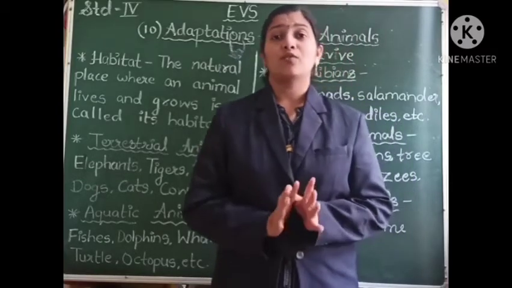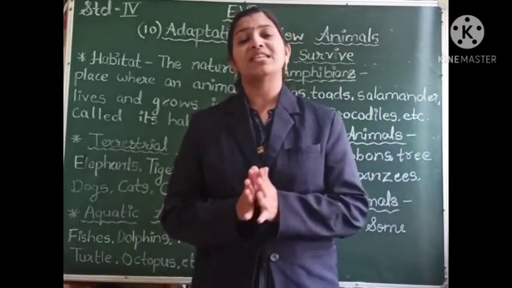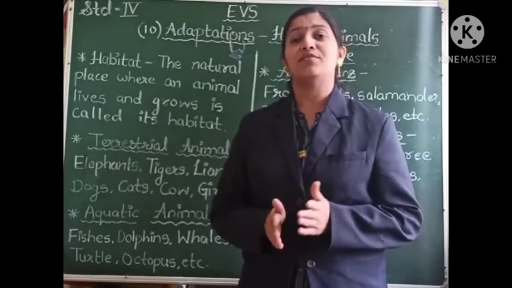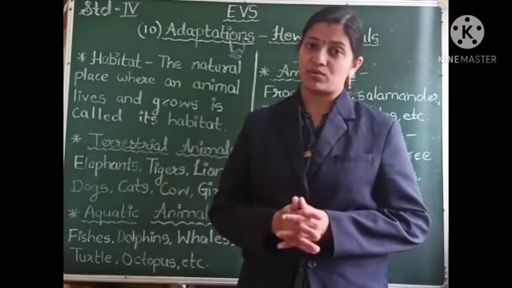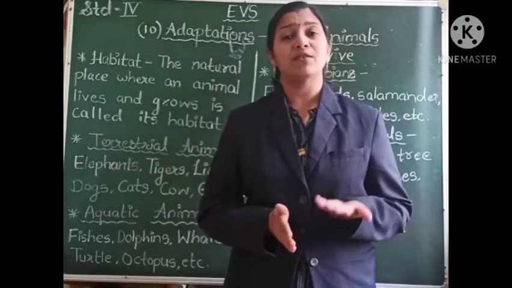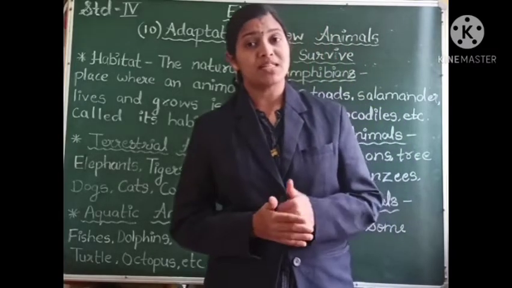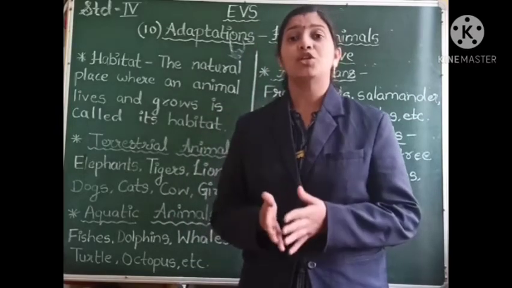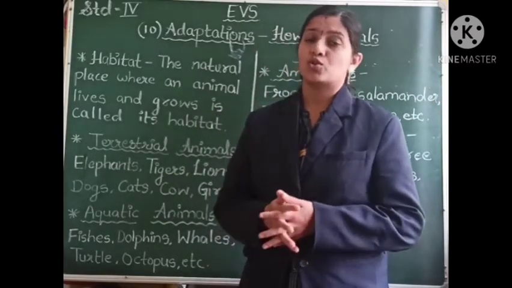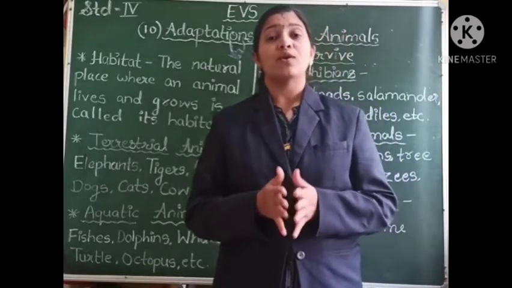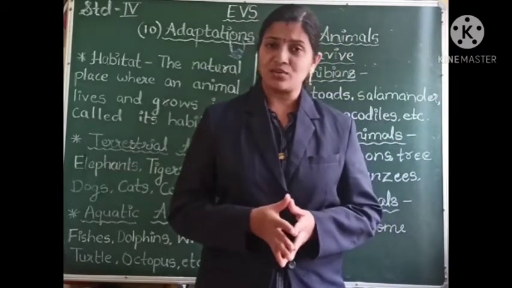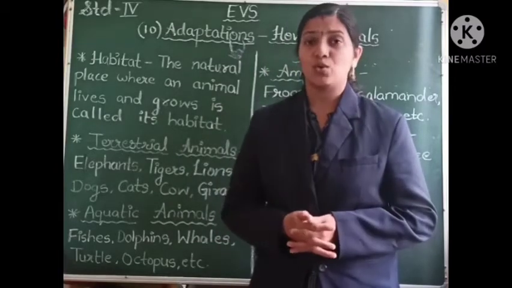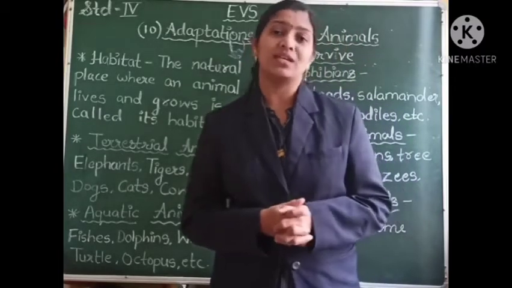So students, we all know that there are various animals in our surroundings. Some animals live in and around our house. Some live in forests. Some animals live in the deserts, while there are some animals which live in water. So on the basis of where these animals live, some groups are made of these animals. So let us start with the discussion of the lesson.